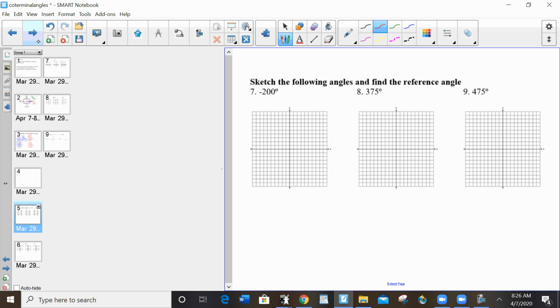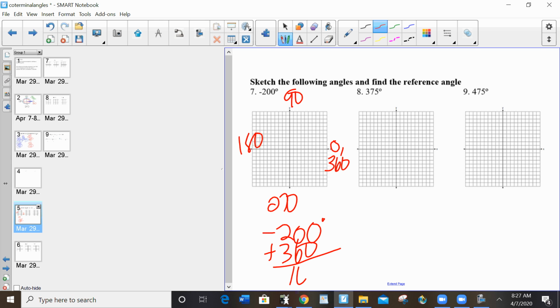Sketch the following angles and find the reference angle. So this kind of combines it with what we did yesterday. Again, in order to sketch it, I need it to be between 0 and 360 because my grid is between 0 and 360. So if it's not between 0 and 360, we're going to add or subtract 360 until it is. So negative 200 is too small, so I'm going to add 360. So 160 is coterminal with negative 200, which means that 160 is in the same spot as negative 200.